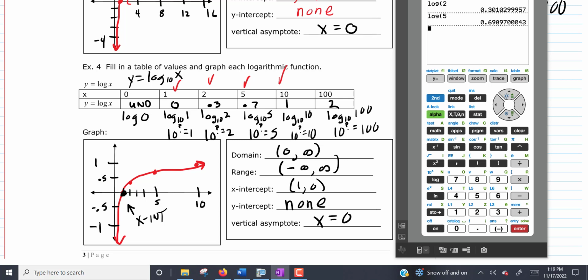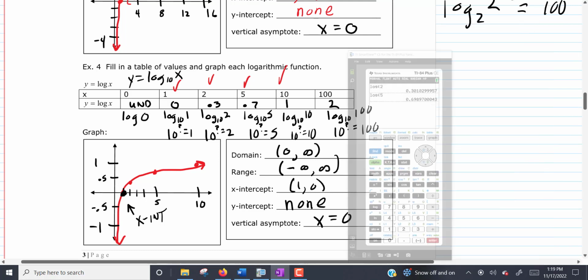Okay, so that's how a graph of a log goes. That's how you can kind of begin to wrap your head around why these graphs look the way they do. Any question on that?